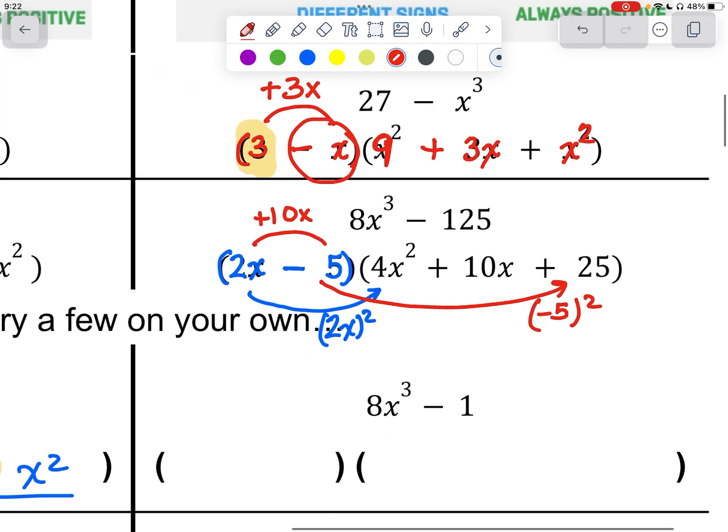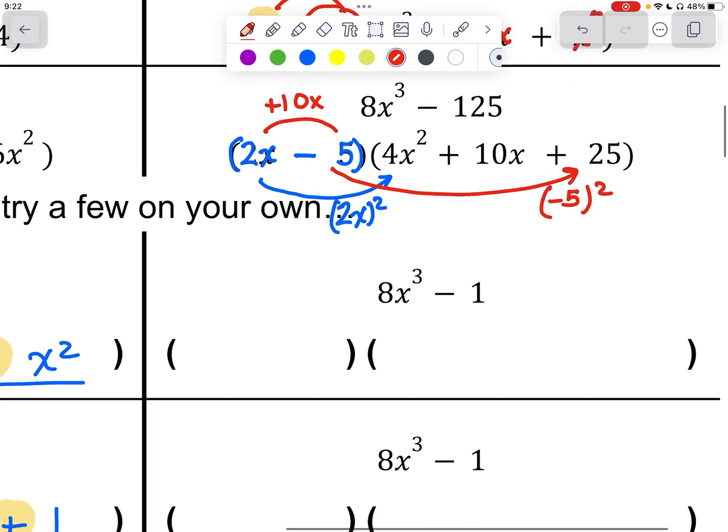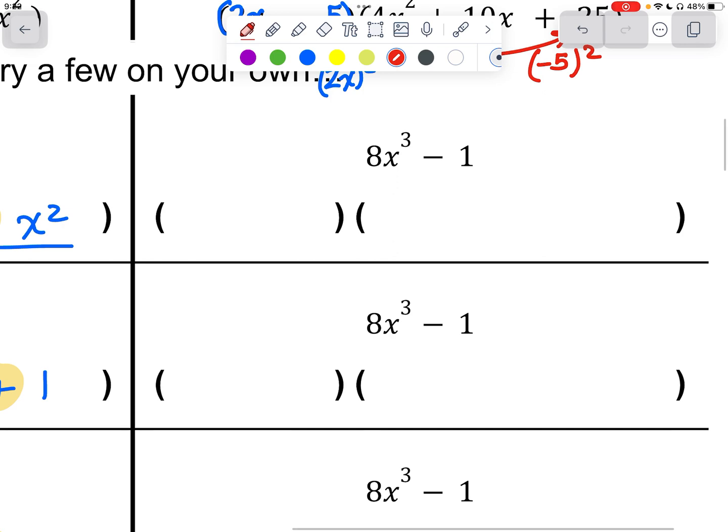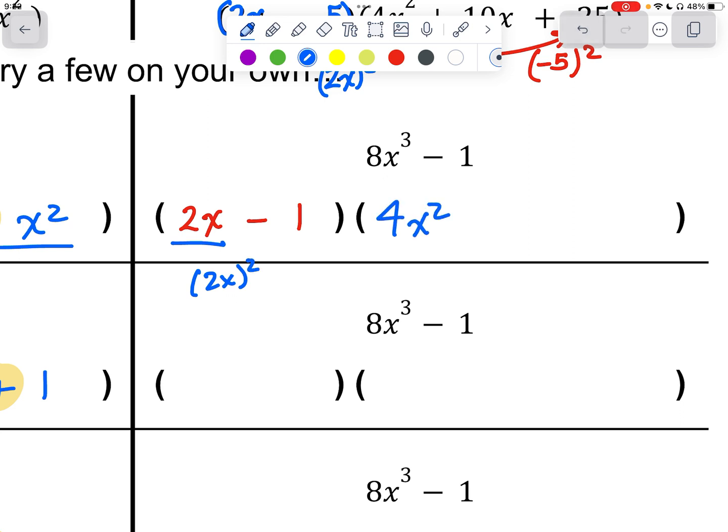Same process. It's really just the exact same process. So let's try this one. Cube root of 8x cubed is 2x. Cube root of 1 is 1. Keep your subtraction. Now we're going to cube 2x. 2x cubed, we're going to square 2x. 2x squared is 4x squared. Multiply these two together. Take the opposite sign. Plus 2x. Square your negative 1. Plus 1.